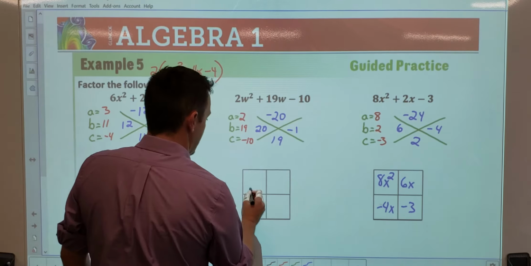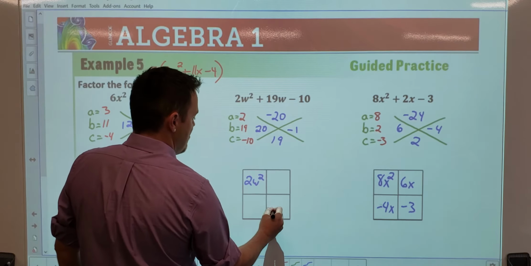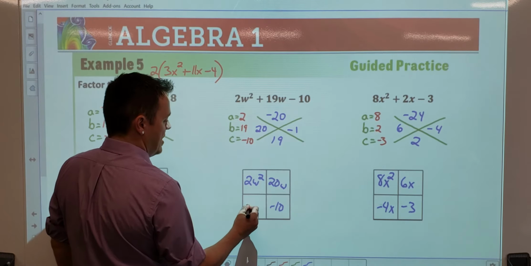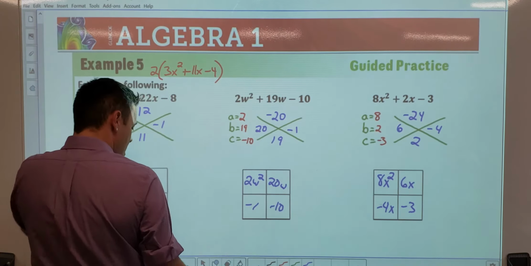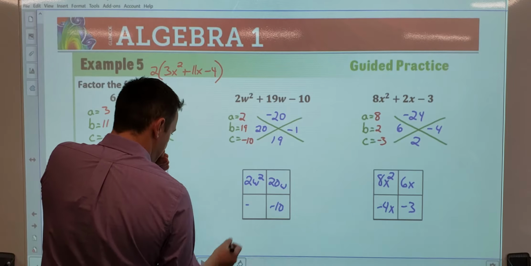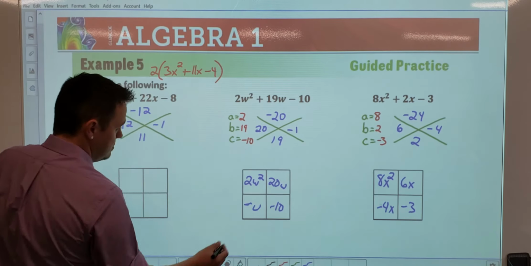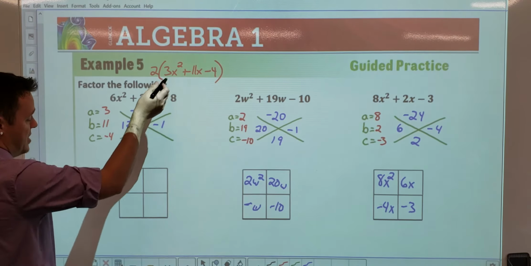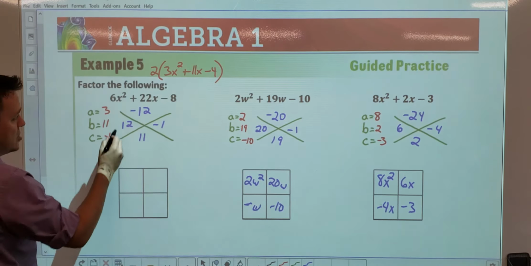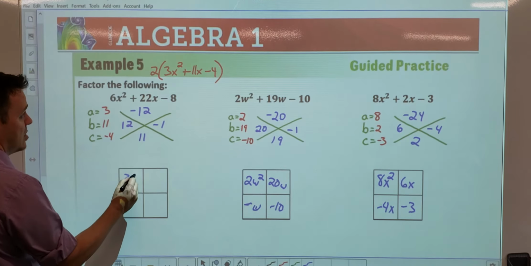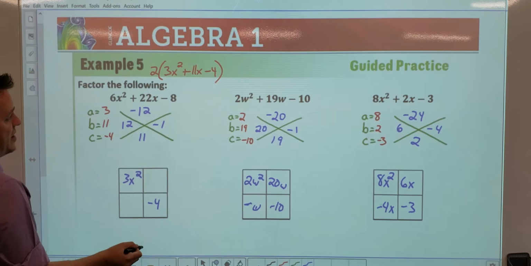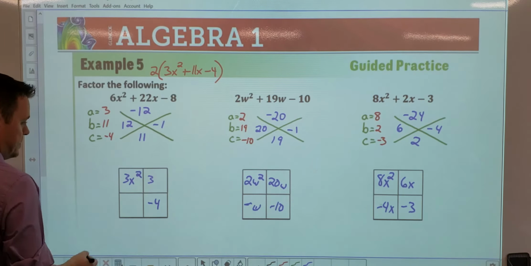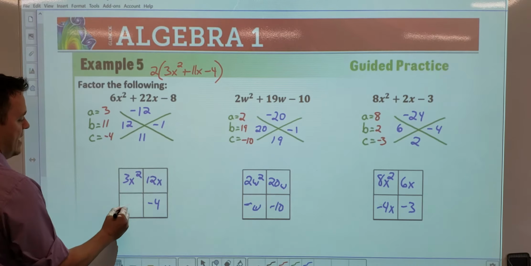All right, first term, 2w squared, -10. And then the middle two terms here, so it'd be 20w and whoops, almost put -x, -w. And then here, ladies and gentlemen, this would be do the setup with the 2 functionality here. So this would be a 3x squared goes in here, and a -4 goes down there. And then you have to make sure you put not a 3, a 12x and a -x once again.